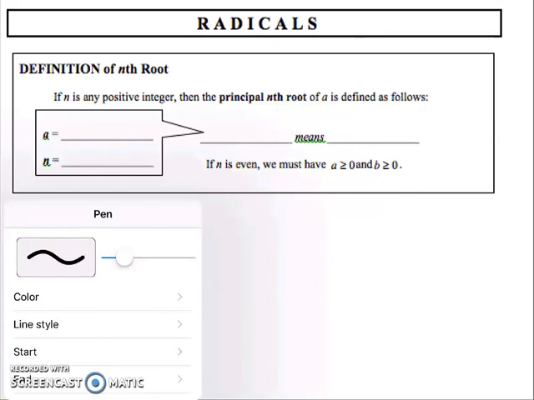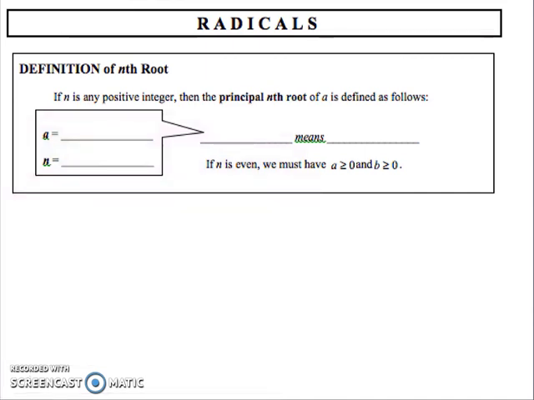This is Pre-Calculus, section 1.2, day 2 notes. Today we're going to be talking about radicals. Now keep in mind, a radical is an exponent, and we're going to be talking about that more as we go on today. First, we'll begin with the definition of an nth root.